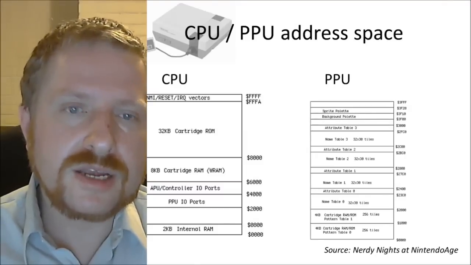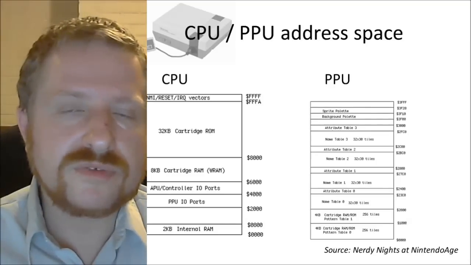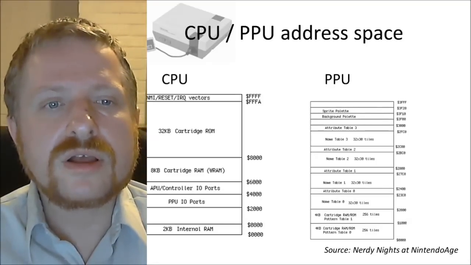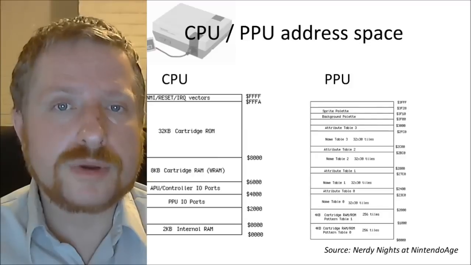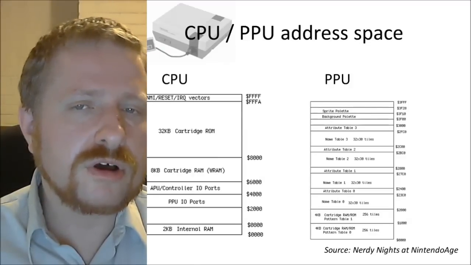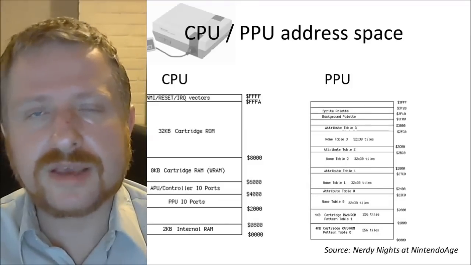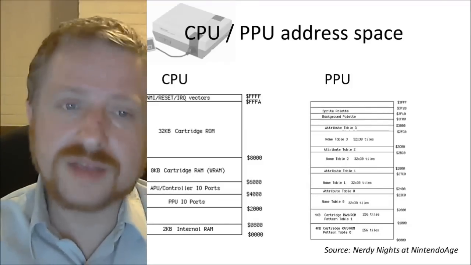Then at the very end of it, you have the NMI, reset, and IRQ vectors. So these are things that will interrupt your game code. The NMI, which stands for non-maskable interrupt, is going to get called for every frame that gets displayed to the screen.